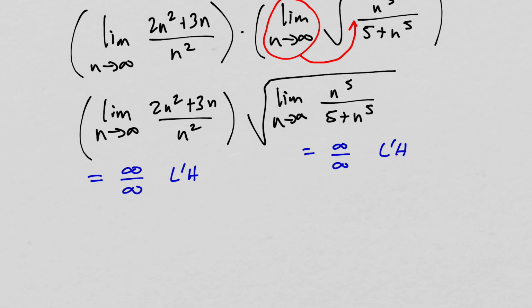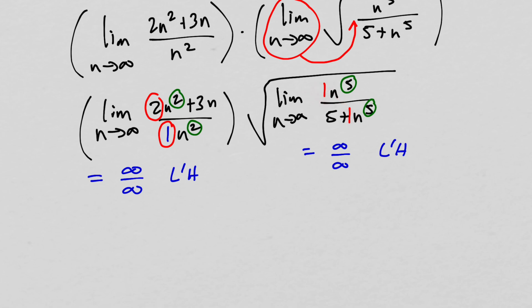Or you could use the fact that when you have a rational function like we have here, if the degree of the numerator and denominator are the same, the limit is going to be the leading coefficient divided by the leading coefficient. Same thing over here. Degree of numerator and denominator are the same. The leading coefficient here is 1. The leading coefficient here is 1. So this limit is going to be 2 divided by 1, and this limit is going to be 1 divided by 1.